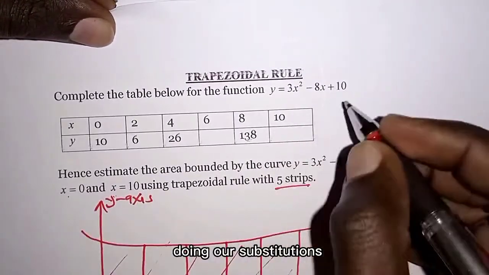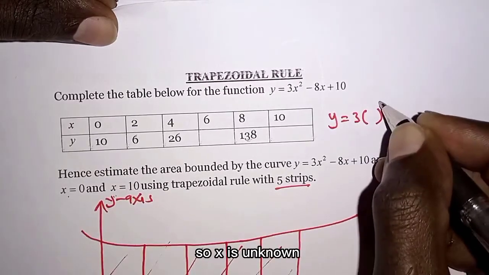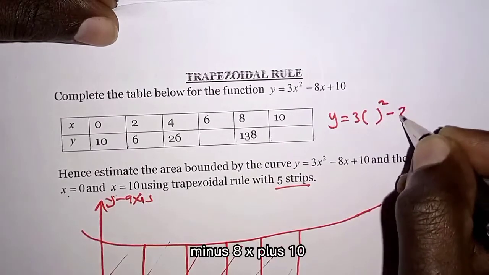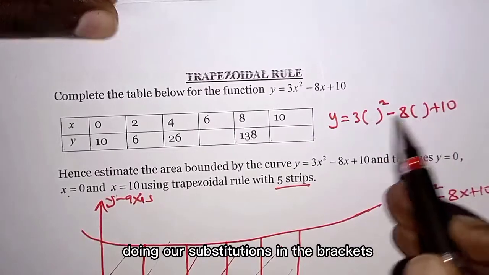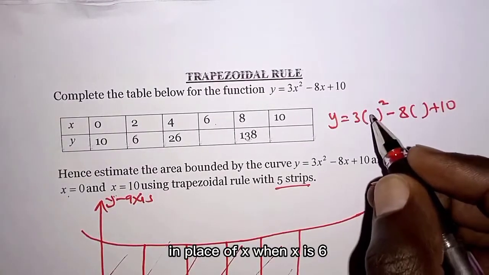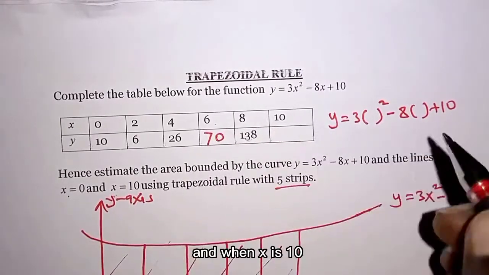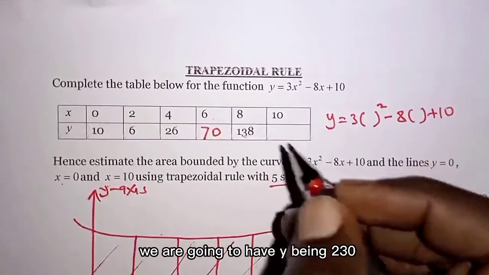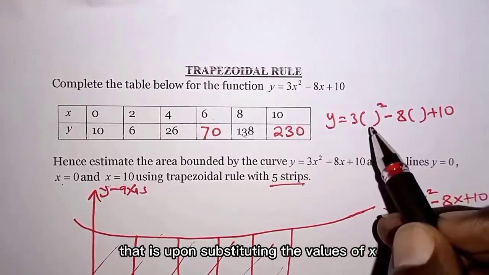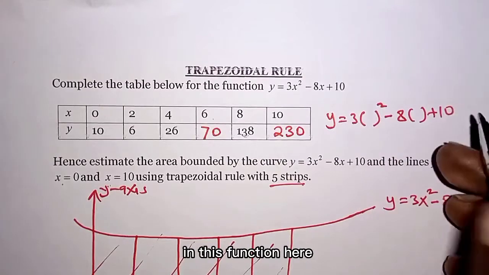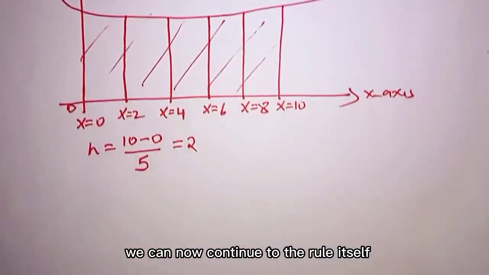So doing our substitutions, we know that y = 3x² - 8x + 10. Substituting in the brackets in place of x, when x is 6, we have y being 70, and when x is 10, we have y being 230. That is upon substituting the values of x in this function. Alright, so with the table already filled, we can now continue to the rule itself.